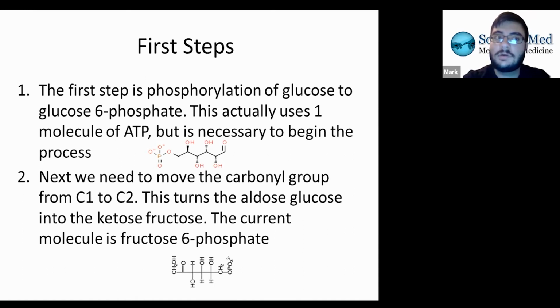And this may seem counterproductive. Well, if you're trying to make ATP, why are you using ATP to activate? Well, it's because you actually need to use some of it to start the process, but you end up making more than you use. So it's actually a net gain, right? So this first step uses 1 molecule of ATP, but it's necessary to be in the process.